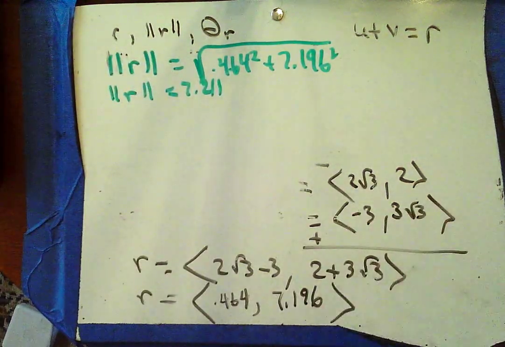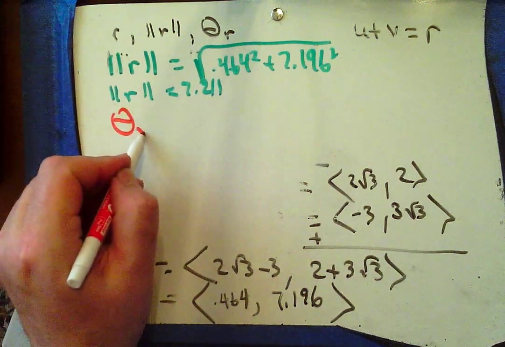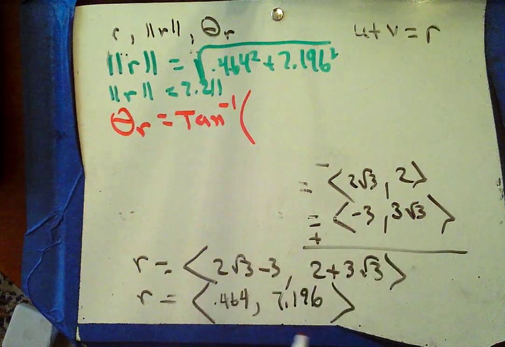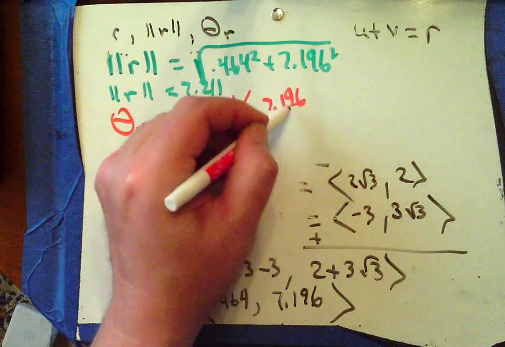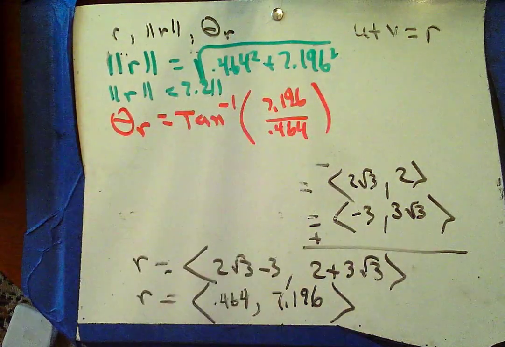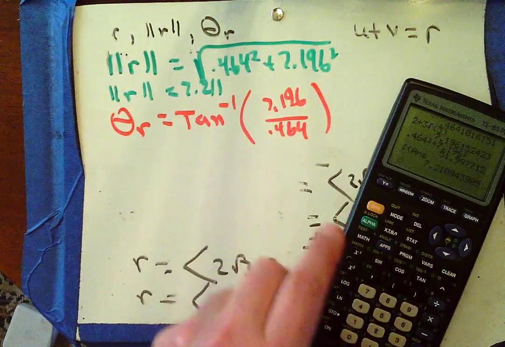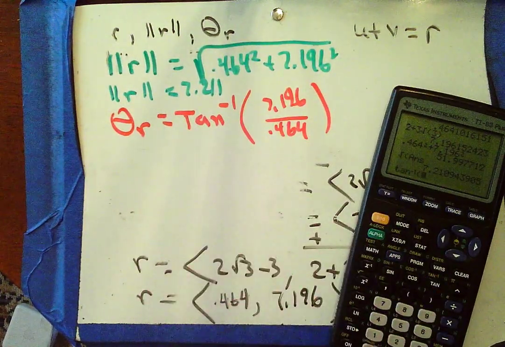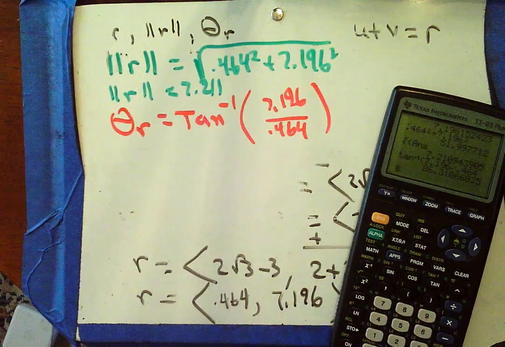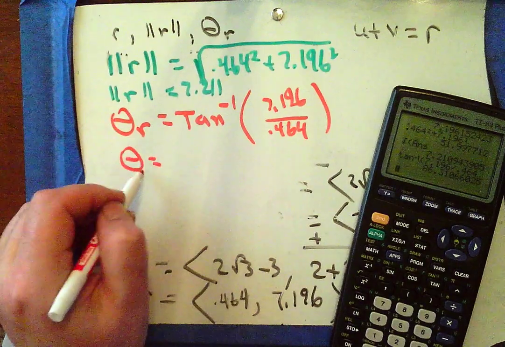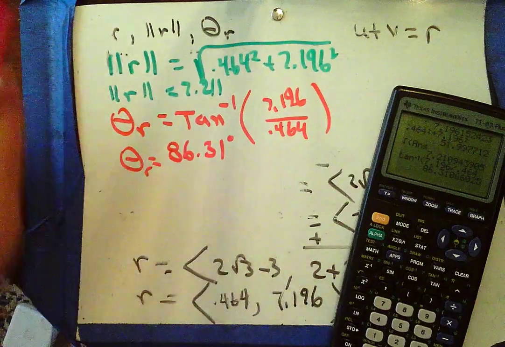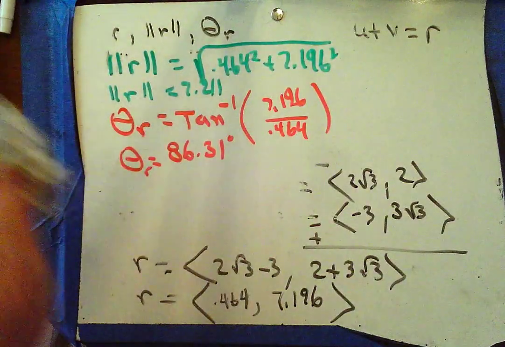Now what about theta r? Well, theta r, we've been using inverse tangent to find. Tangent inverse of the y component, which is 7.196, over the x component, 0.464. So on my calculator, inverse tangent, 7.196 divided by 0.464, and I get that theta r equals 86.31 degrees. Okay, there we go.